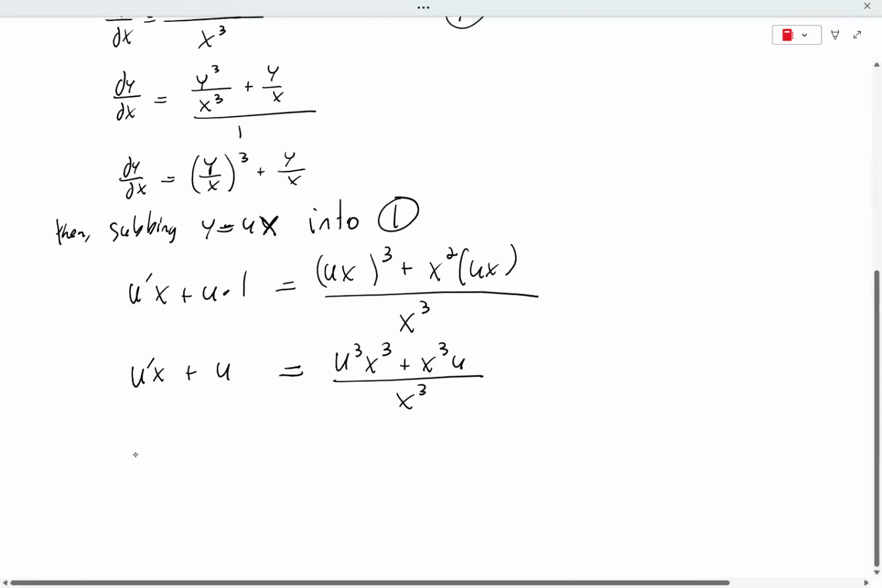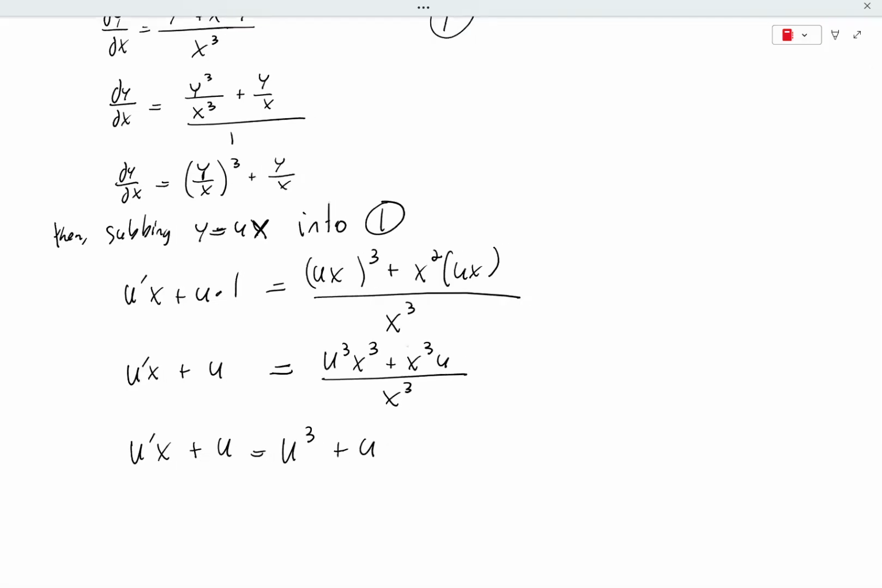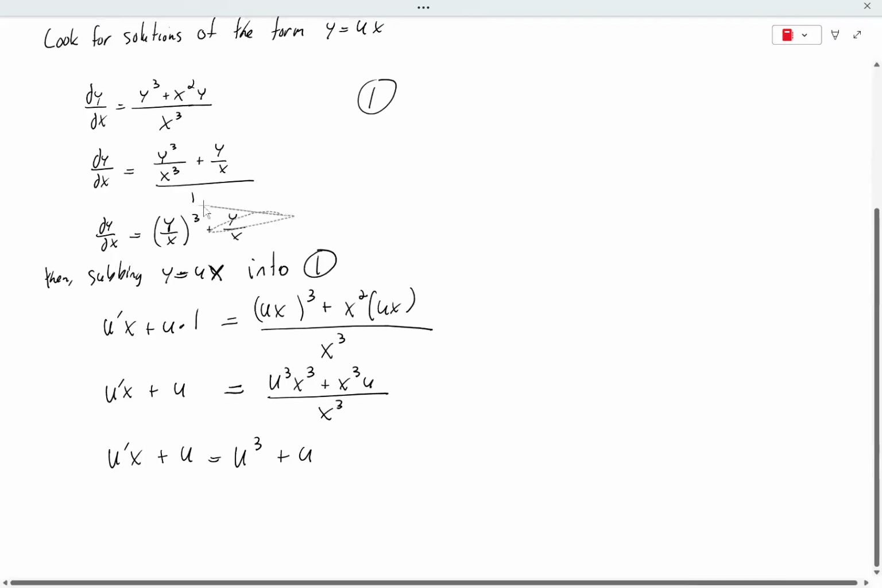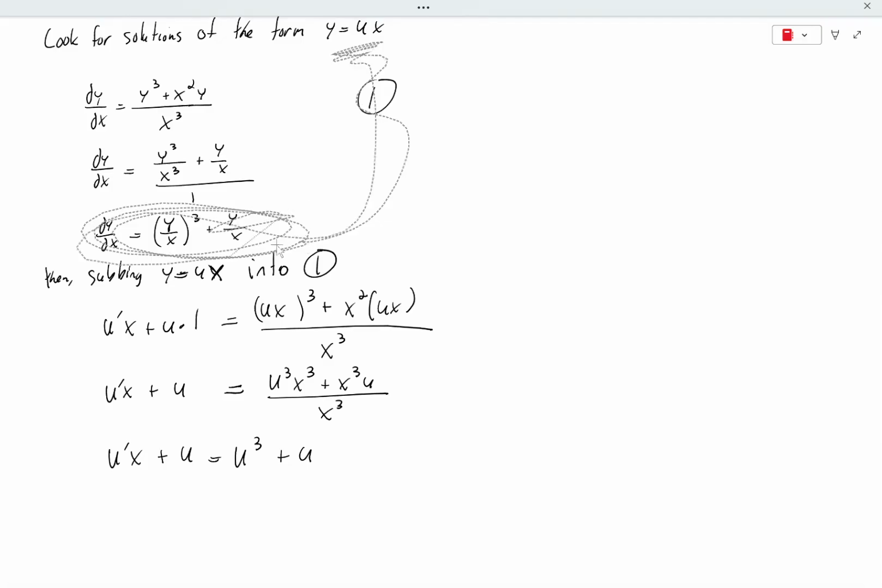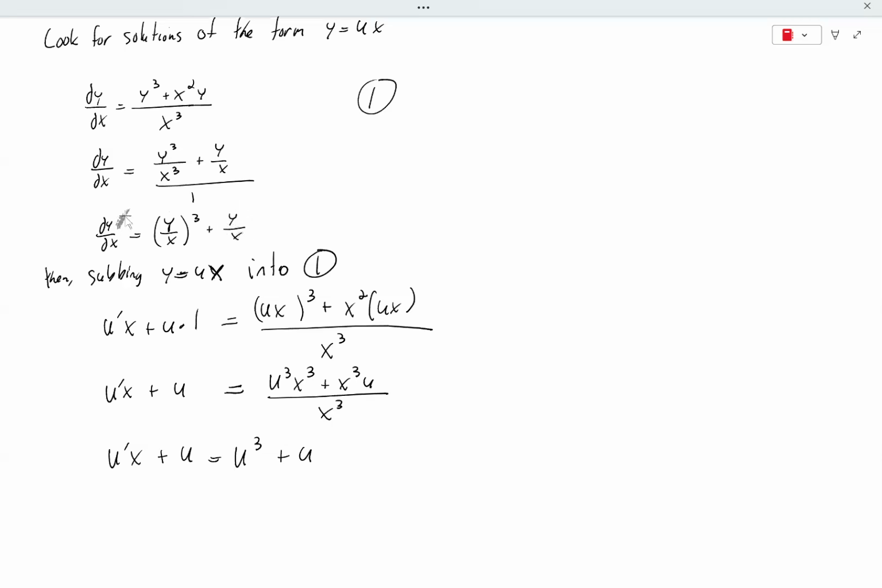Let me just show you here. So this is what u prime x plus u equals. Now over here, they cancel out, right? You factor out the x cubes, and they cancel. So you just get u cubed plus u, like that. Which is, by the way, the same thing you get here if I subbed into this one. If I sub the y equals ux into here, it'd be the same thing because this would be the u. And then over here, you do your derivative the same way.